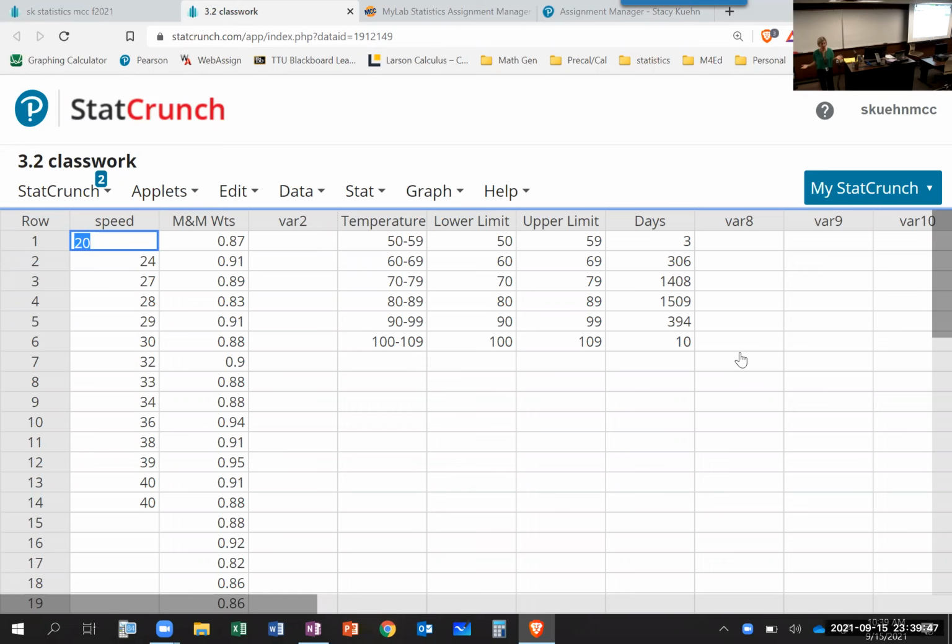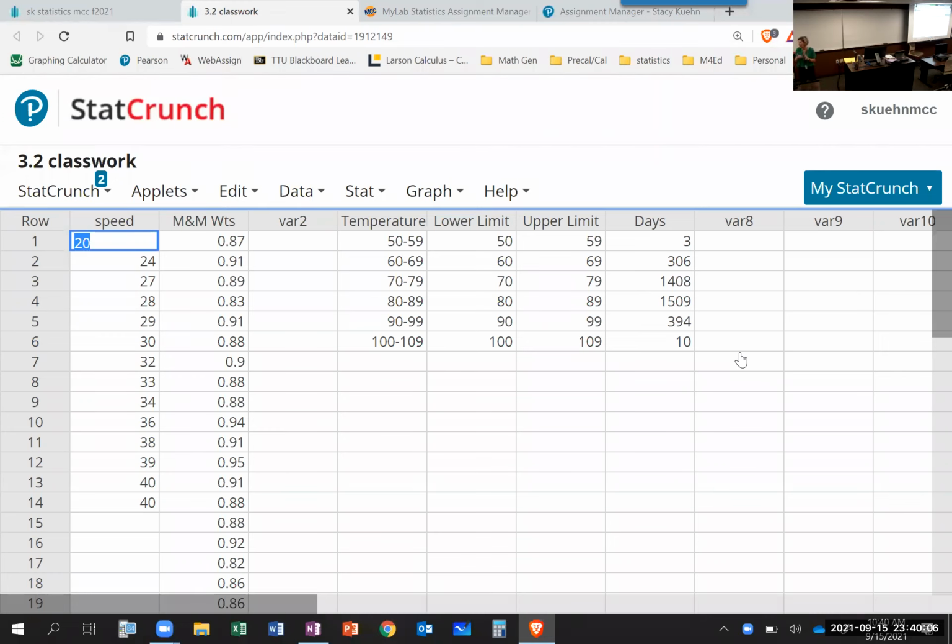Add them all up and I divide by the total number. The problem with grouped data is, of these, let's pick the 3 that I keep talking about, I don't really know what the actual value was, do I? I just know that I had 3 days that fell in the range between 50 and 59.